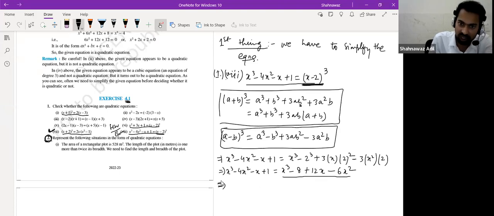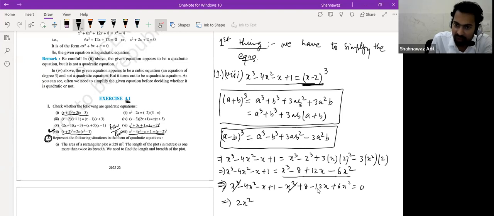Temperature is very high. So x cube minus 4x square minus x plus 1 minus x cube plus 8 minus 12x and then plus 6x square, right? So x cube will cancel and we have minus 4x square plus 6x square, so 2x square. And then minus 12x minus x, so minus 13x. And then plus 1 plus 8, so plus 9. Right. So what is the degree of this equation, Hamad?